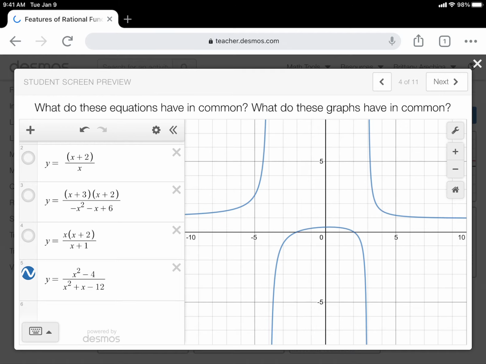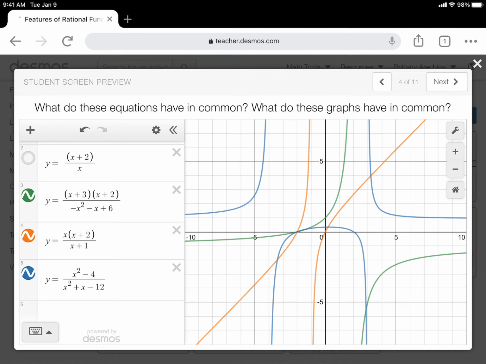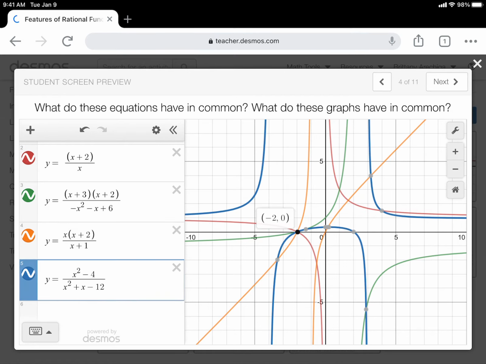Well, what would that lead us to believe? Well, when we set that equal to 0, we should get negative 2. So every single one of these functions should have an x-intercept at negative 2. Let's test. And look at that, they do. They all cross through the x-axis. The red one, the green one, the orange one, the blue one, they all cross through the x-axis at negative 2. So if I'm trying to find my x-intercepts, I'm going to look at the numerator, and I'm going to look at those factors in the numerator to find my x-intercepts.